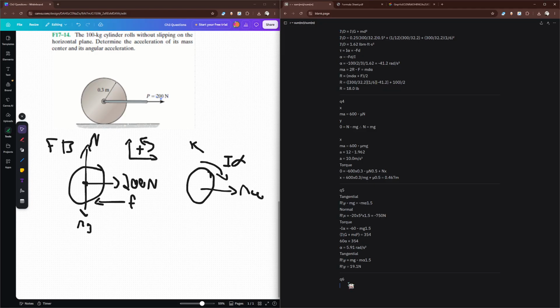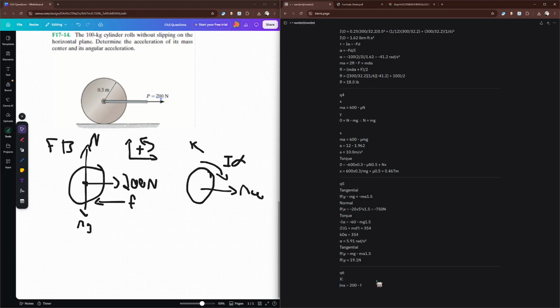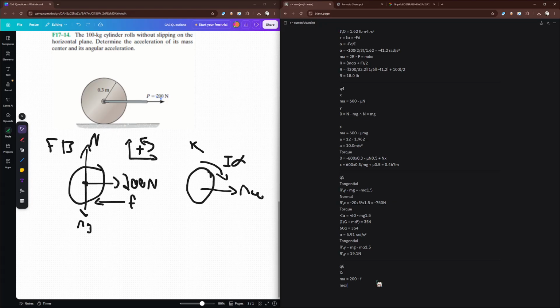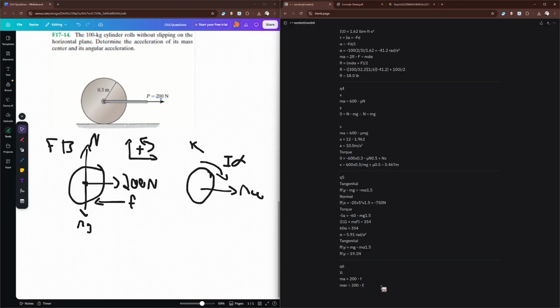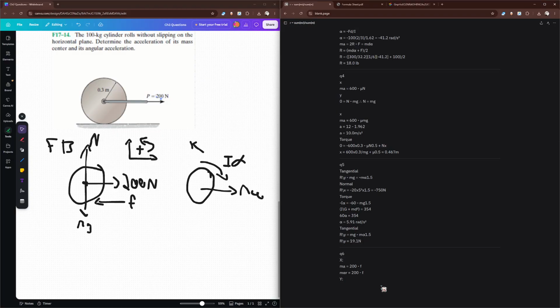So for F in the x direction, we have that it's equal to ma. So ma is equal to 200 minus friction, right? But we can change this into m alpha r is equal to 200 minus F, from this relation here, a is equal to alpha r. So now we can look at it in the y direction. There is a perfect balance, so there's no upwards acceleration, no downwards acceleration. There's angular acceleration though. So we get N equals mg, which is equal to m is 100, g is 9.81, so 981 newtons is what N is equal to.